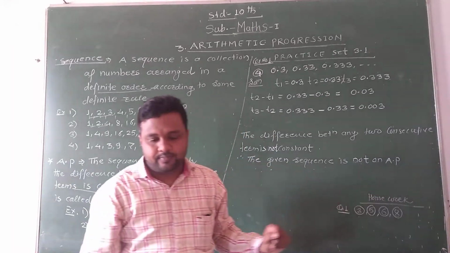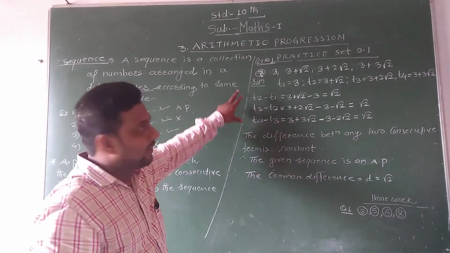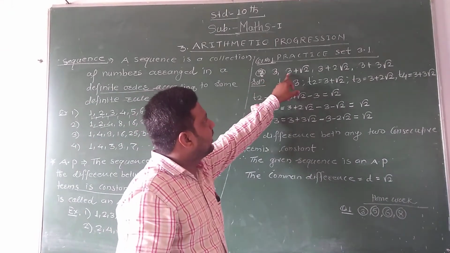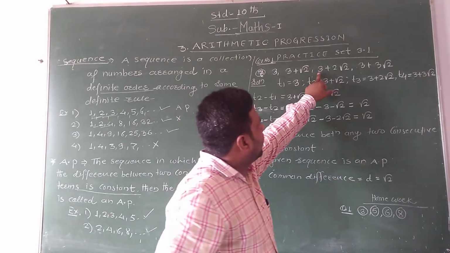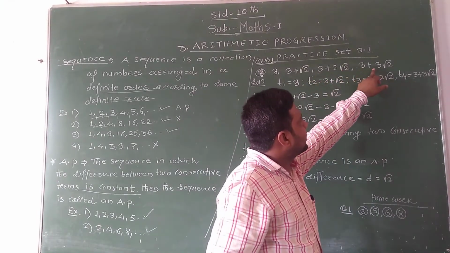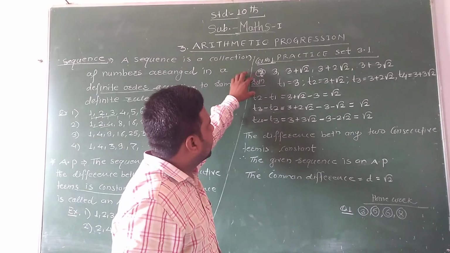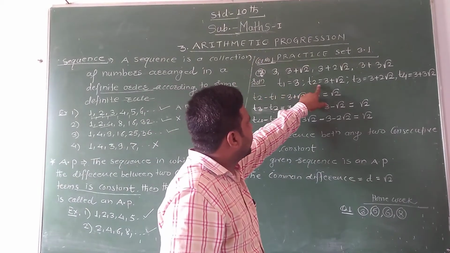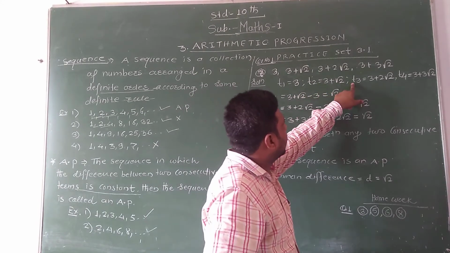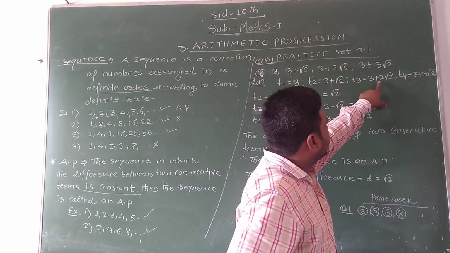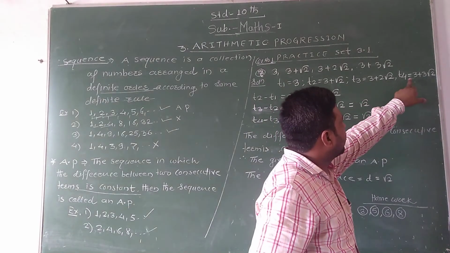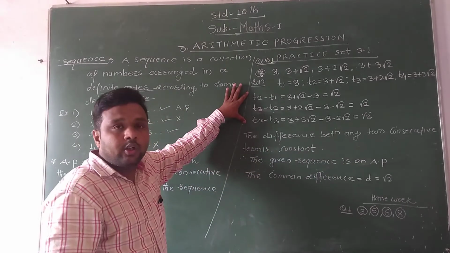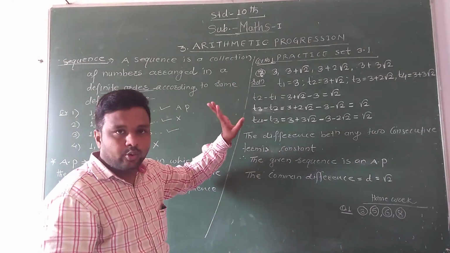Okay. Now we see the seventh example. Now what is the seventh example? Sequence is given: 3, 3 plus root 2, 3 plus 2 root 2, 3 plus 3 root 2. Here we represent the terms of the sequence. T1 first term, that is 3, second term T2 is equal to 3 plus root 2, third term of the sequence T3 is equal to 3 plus 2 root 2, and fourth term T4 is equal to 3 plus 3 root 2.